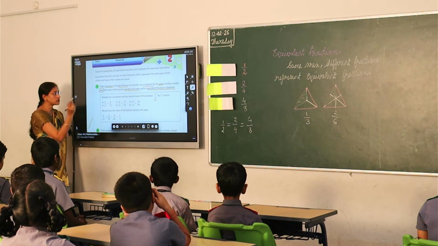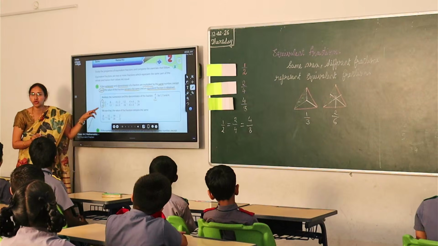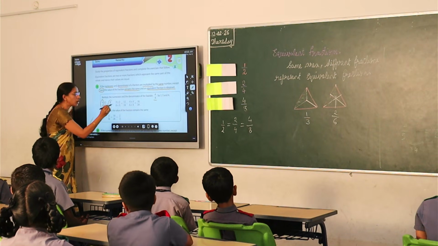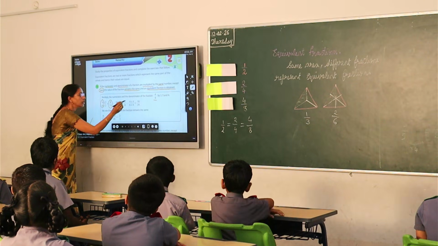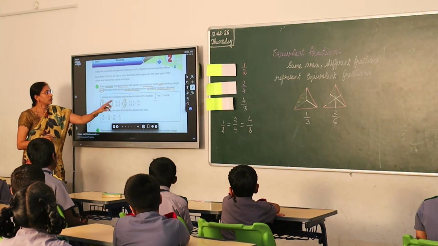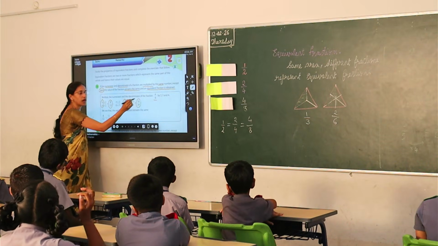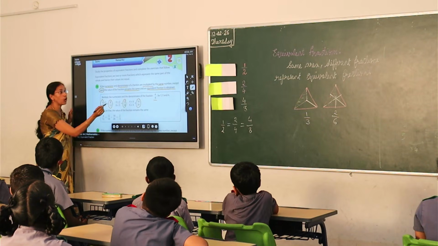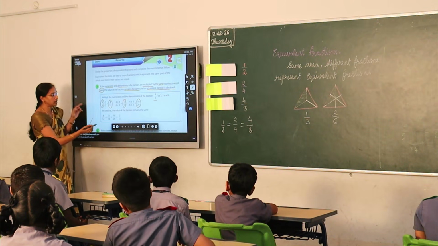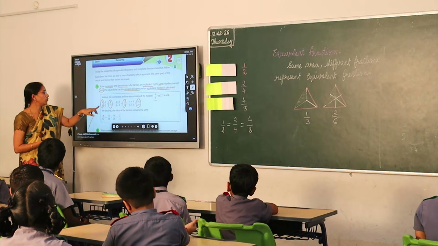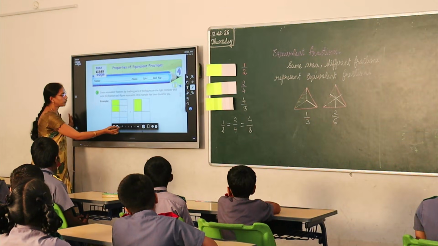So, what is the first fraction? 4 by 6. When you multiplied numerator and denominator with 2, you got 8 by 12. When you multiply with 3, you got 12 by 18. Finally, when you multiply with 4, you got 16 by 24. So, these all fractions are equivalent. 8 by 12, 12 by 18, 16 by 24 are equivalent to 4 by 6. Understood, children?